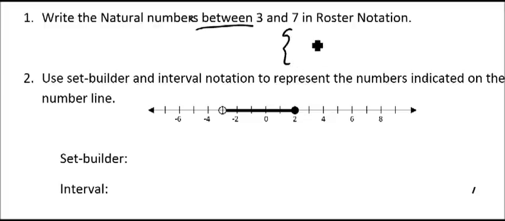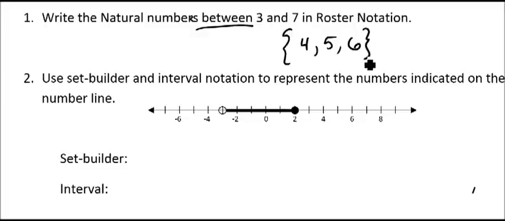I open the braces. The first natural number that's between 3 and 7 is 4, and then we have the 5, and then we have the 6. So notice I'm not including the endpoints at 3 and 7.